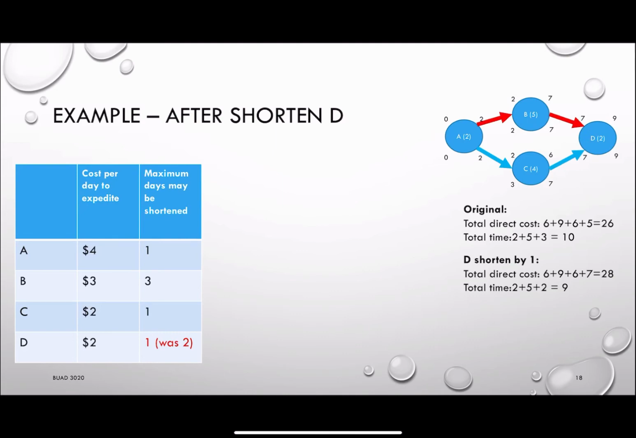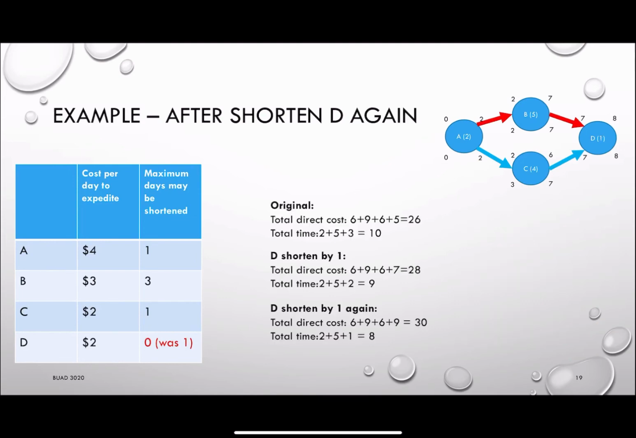And we know for activity A, if I try to shorten this by 1 unit, it will be 4, B will be 3, D will be 2. So at this point, I can still try to reduce D by 1 unit of time. When I do that, we will notice that the total direct cost becomes $30 and the total time becomes 8. Then this becomes our new project. And in this case, our critical path will still be A, B, and D.